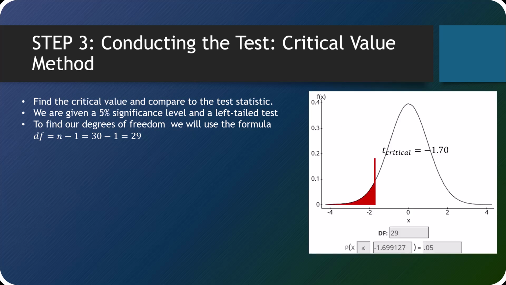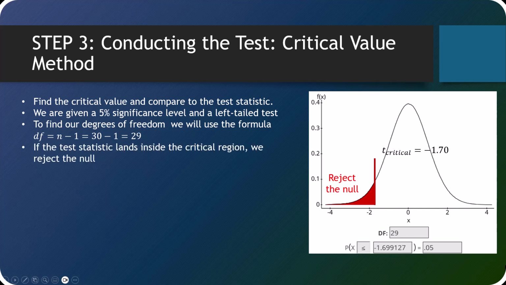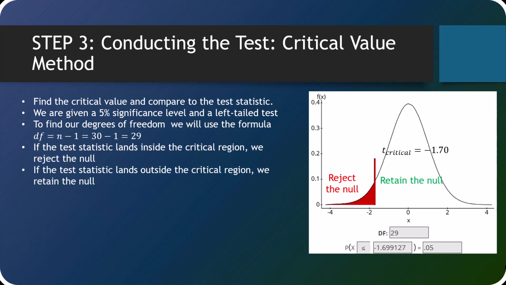So we can take all of that information and we can put it into a cute little t-calculator, and we come up with this nice little picture here. So my shaded critical region is over here on the left. My critical value is negative 1.7. So recall that if my test statistic lands in the critical region, which is the shaded part to the left there, then I'm going to reject the null. If it lands outside the critical region, then I'm going to retain the null.